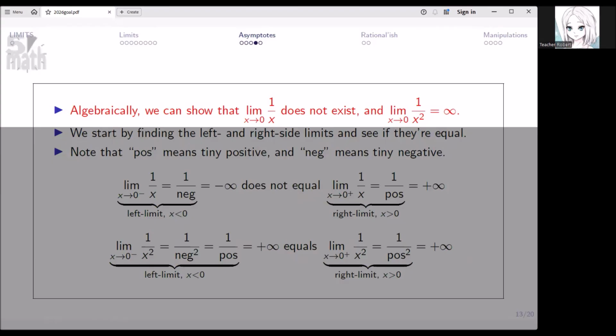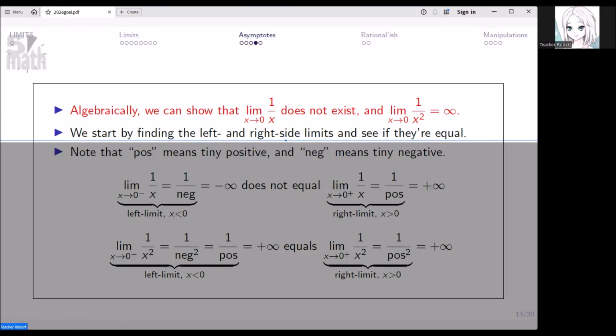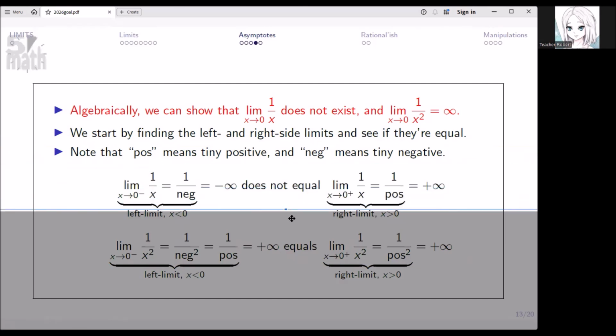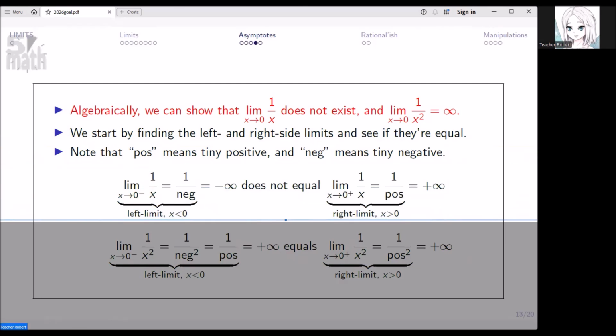Algebraically, we can show that limit as x approaches 0 of 1 over x does not exist, and limit as x approaches 0 of 1 over x squared equals infinity. We start by finding the left and right side limits and see if they're equal. Note that pos means tiny positive and neg means tiny negative. Limit as x approaches 0 from the negative of 1 over x equals 1 over neg equals minus infinity, which does not equal limit as x approaches 0 from the positive of 1 over x equals 1 over pos equals positive infinity.